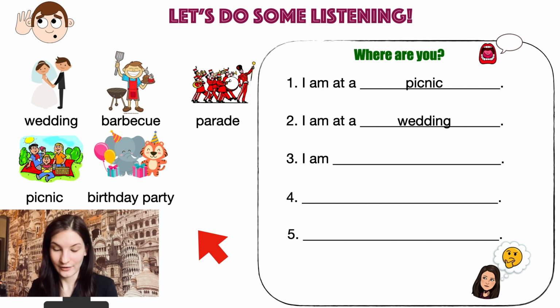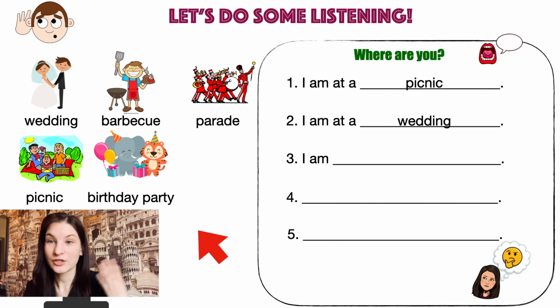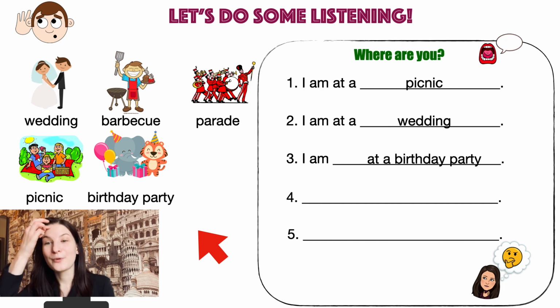Number 3. Are you ready? Listen to me very carefully. If you need, you can listen to me once again, okay? You are with your friends. There is a big cake. You are playing games together and you sing a special song. Where are you? You have a cake, you have a special song, and you have your friends around. Where are you? I am at a birthday party.